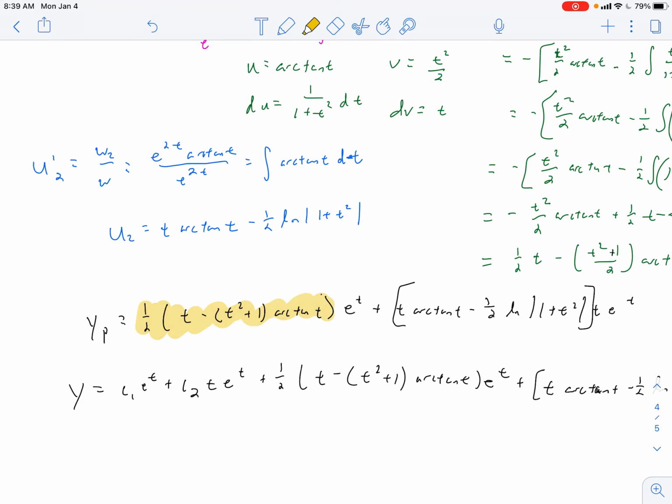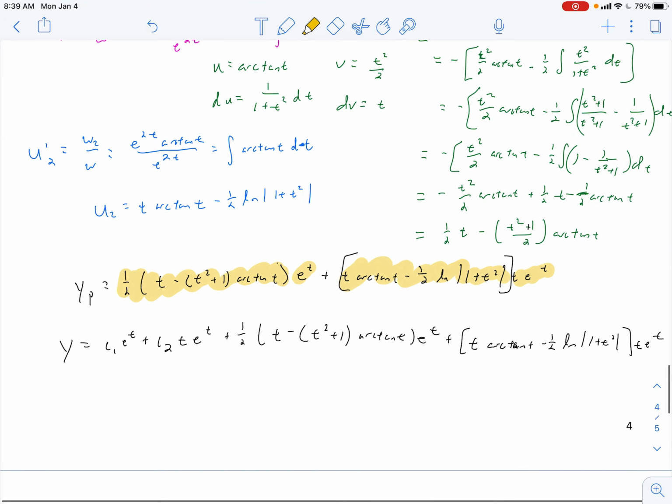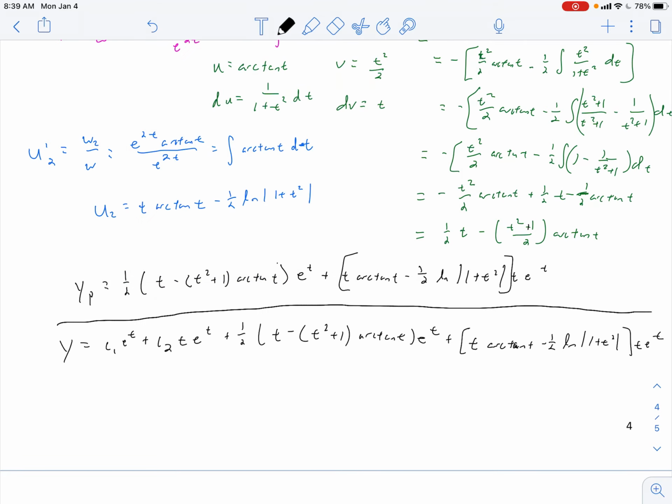u sub 1 times y sub 1, u sub 2 times y sub 2, and then combine it with your complementary solution to find your final solution. There's the complementary part, and then there's just the particular part rewritten. And so we're finished. And again, these are long. That's why I drew these out for you, just because it would take a long time to explain these. And so there's our final answer, and we're done.